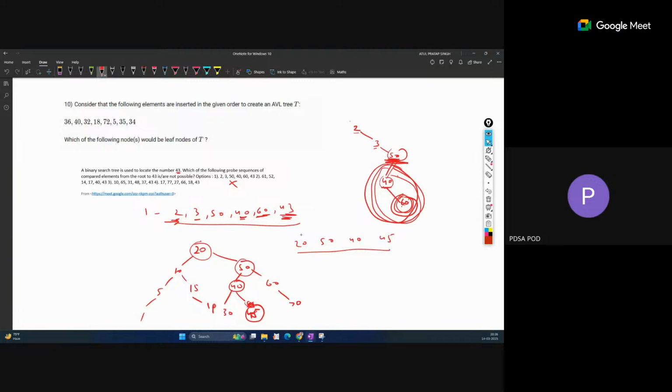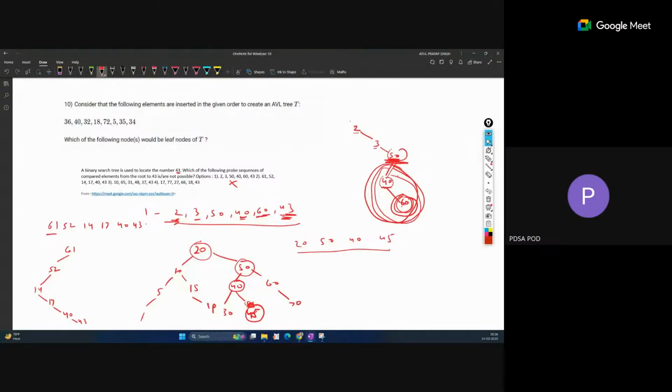Another option is 61, 52, 14, 17, 40, 43, and only this. Here we start from 61 as the root. Now 52 will come on this side, and 14 will come on this side. Now 17 will come on this side. Now 40: 40 is greater than this, so this is 40. Now 43 will come here.